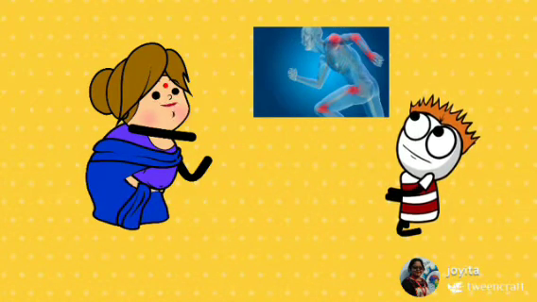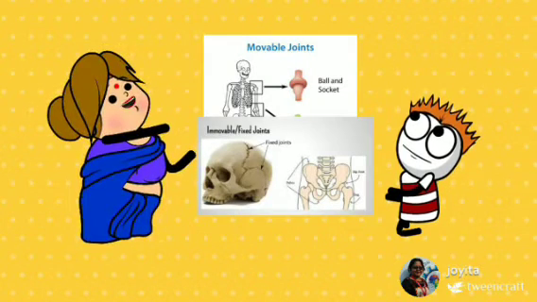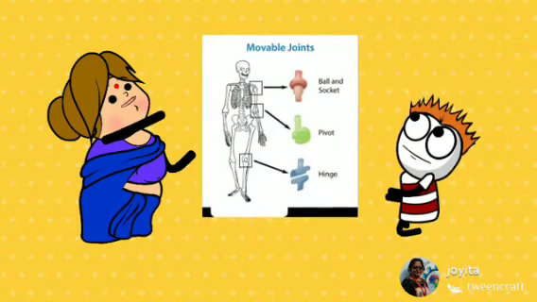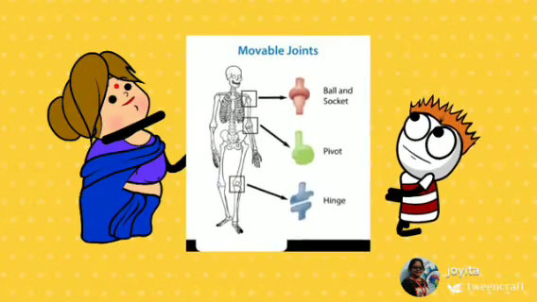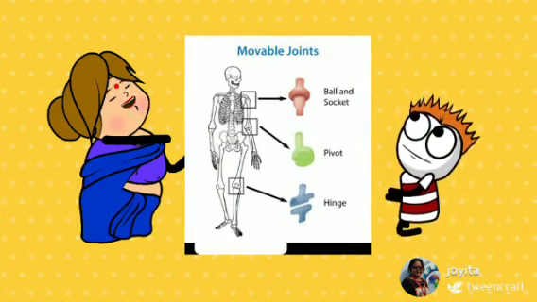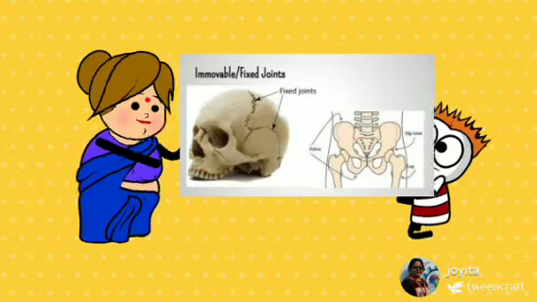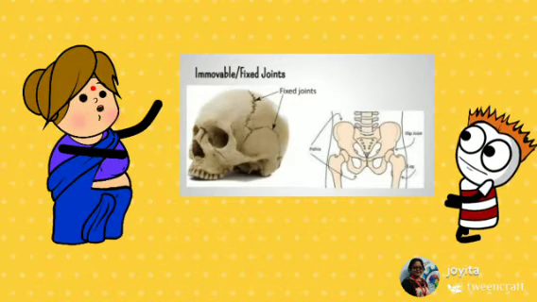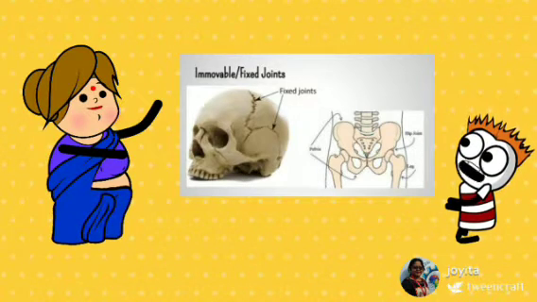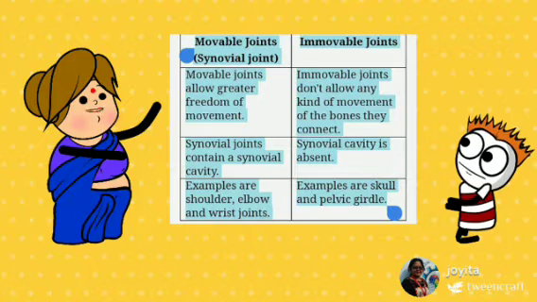So now we will learn what the different types of joints are. There are two kinds of joints. One is a movable joint and the other is an immovable or fixed joint. The movable joint consists of the ball and socket joint, the pivot joint, and the hinge joint. And we have the immovable or fixed joint that we can see in our skull, in the pelvic girdle, and the hip joints. That sounds interesting. Of course, yes, it's very interesting.